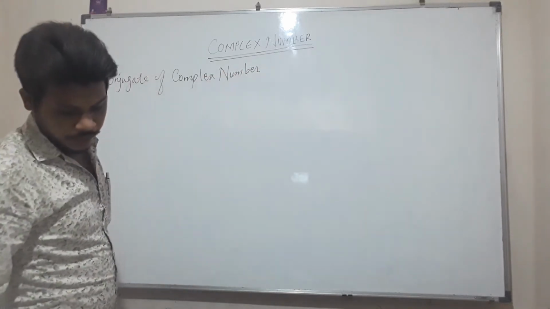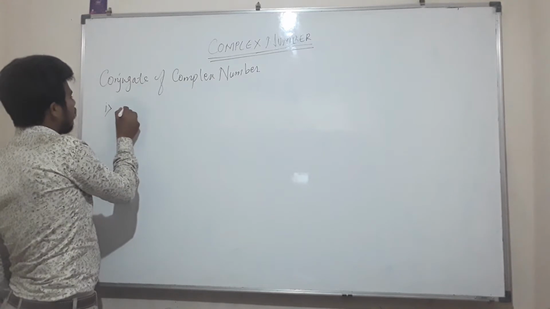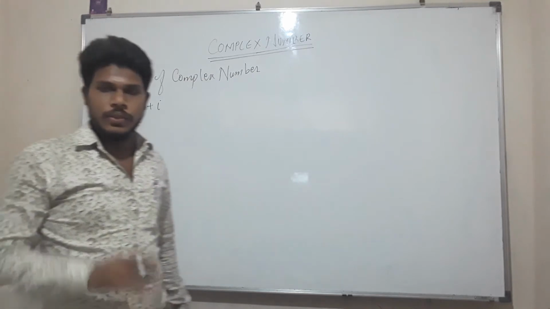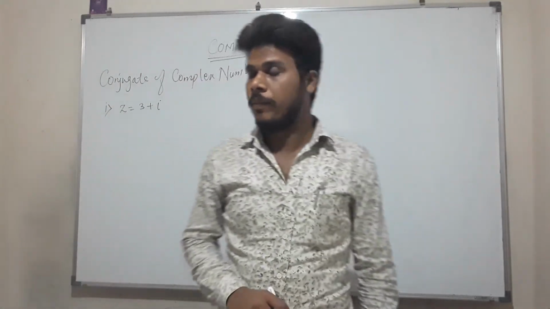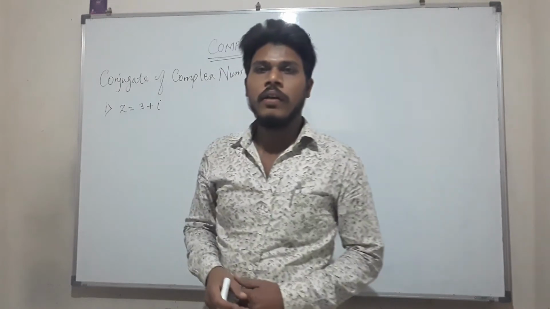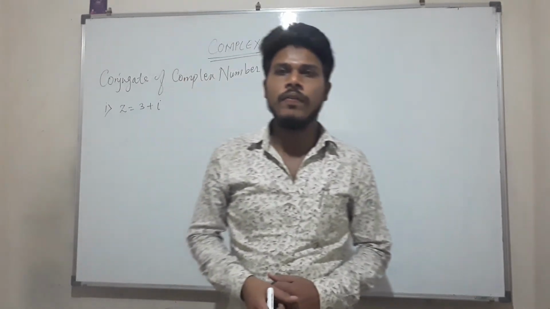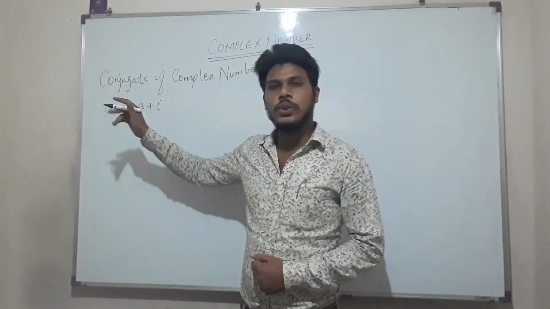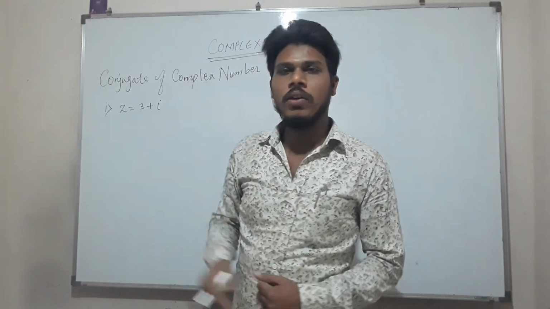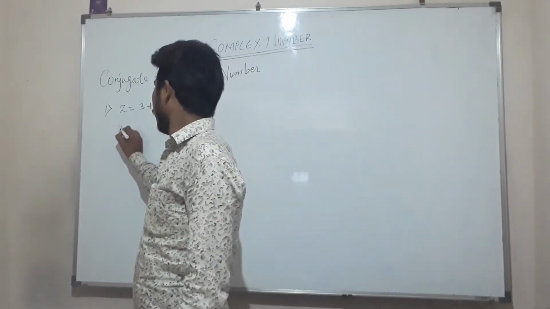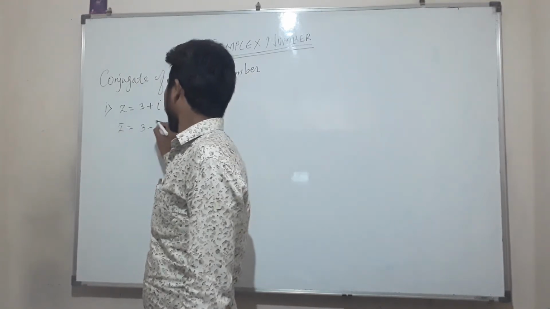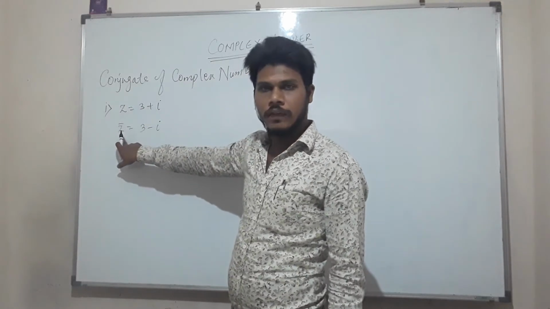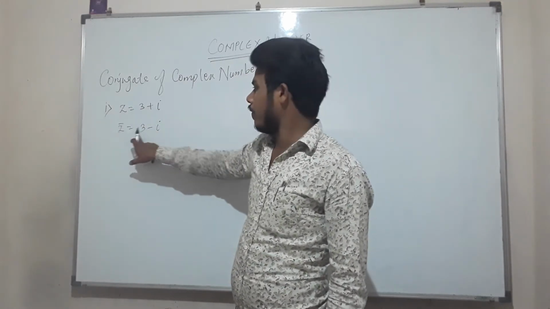Okay, so first one is 3 plus i, means if z is equal to 3 plus i, then what is conjugate of z? So conjugate means we have to change the sign of imaginary part. So here imaginary part is i and real part is 3. So we have to change only the sign of imaginary part. So z bar is equal to 3 minus i, right? If z is equal to 3 plus i, then the conjugate of this z will be z bar is equal to 3 minus i.